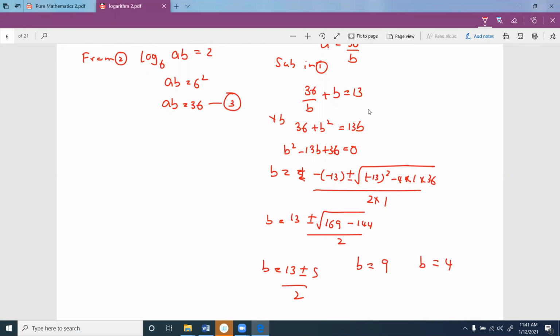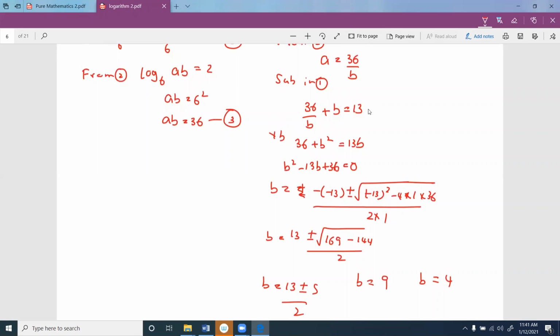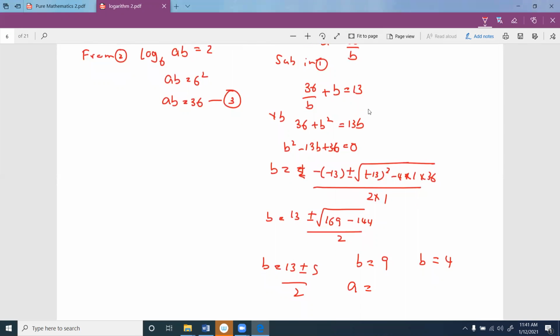Then you can substitute into any of these equations to obtain the answer for a. From here, a equals 36 over 9, which equals 4, when b equals 9. These are the solutions.